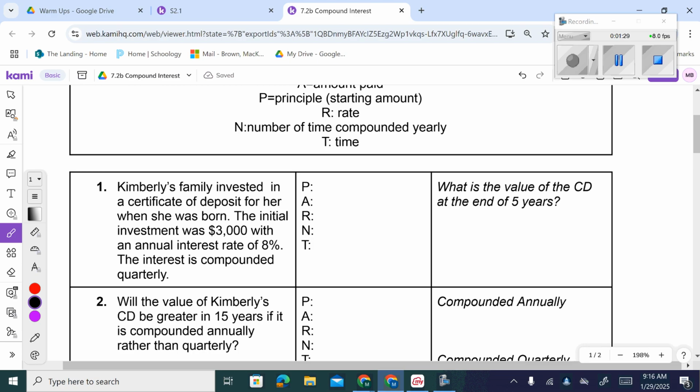Okay? So what a certificate of deposit is, let's say you have $3,000 you put in the bank. If you have a certificate of deposit, you cannot touch that money until the time's up. Like if you have a regular bank account, you put money in it, can you spend it? Like if you have a debit card, all those things. Certificate of deposit, you put it there and you can't touch it. So can you spend that money? But while it's sitting in there, it's going to make you more money.